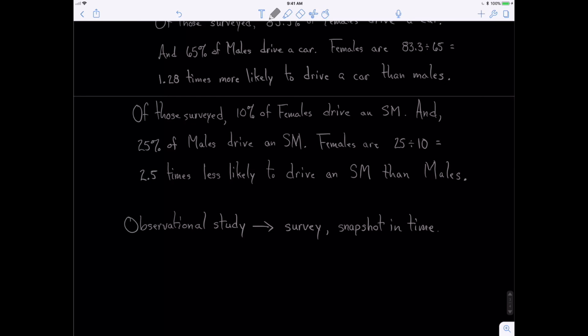And when you want to see if something makes a change, then it becomes an experimental study. And this is where you try to control change over time.